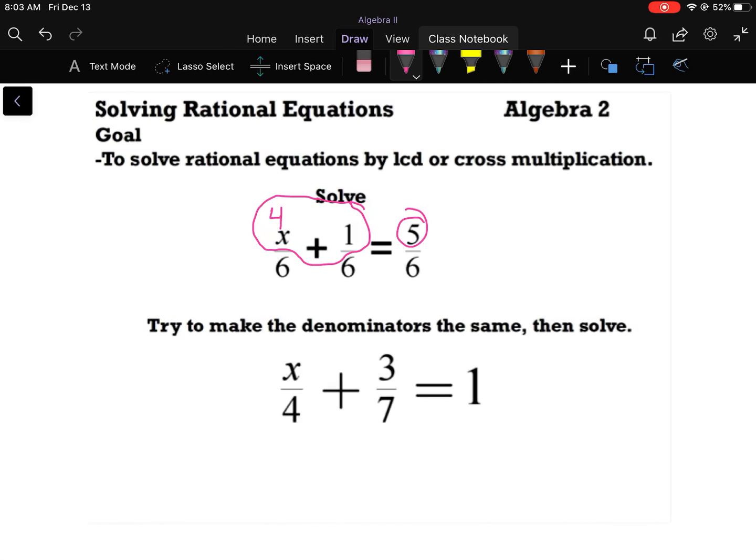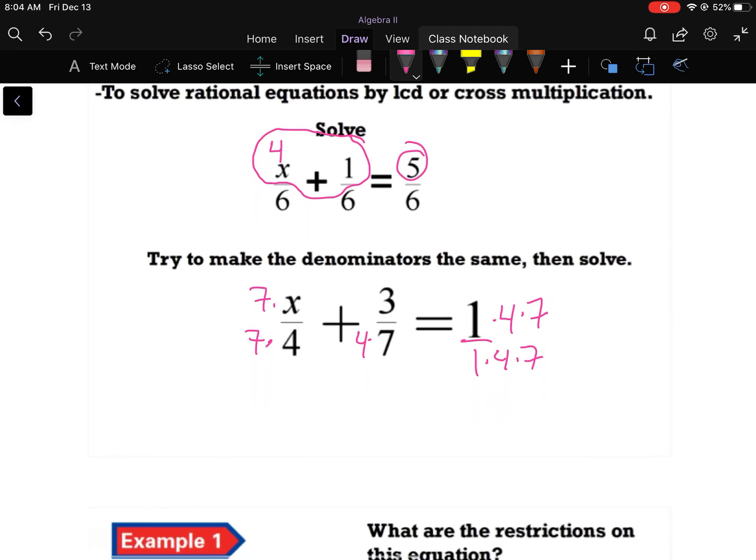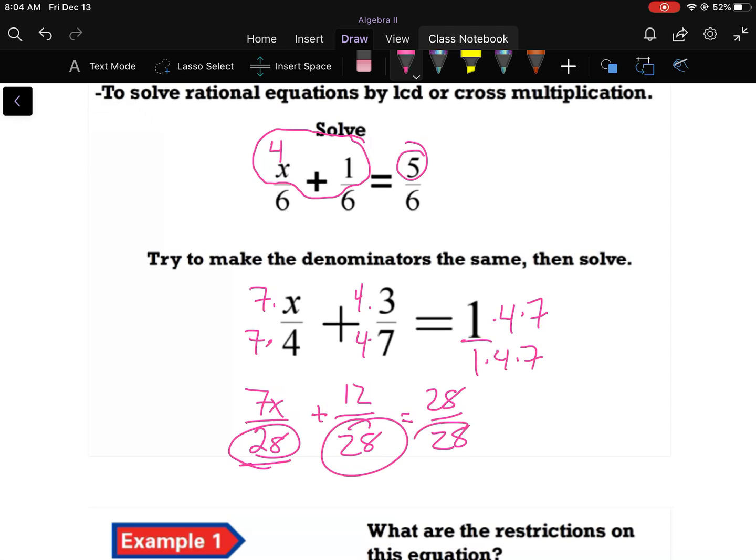Now, if they're not common denominators, like 4 and 7, and I'm going to make that a fraction over 1, I'm going to make them all common. And I'm being a little bit picky on the 4 times the 7. I'm basically making my common denominator 28. So now I've got 7x over 28, and I've got 12 over 28 is equal to 28 over 28. So all of these are over 28.